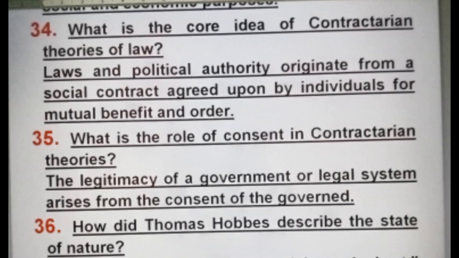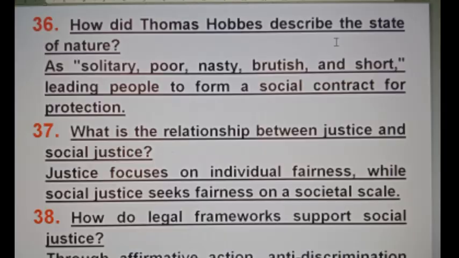How did Thomas Hobbes describe the state of nature? Thomas Hobbes describes the state of nature as solitary, poor, nasty, brutish, and short, leading people to form a social contract for protection. What is the relationship between justice and social justice? Justice focuses on individual fairness, while social justice seeks fairness on a societal scale.